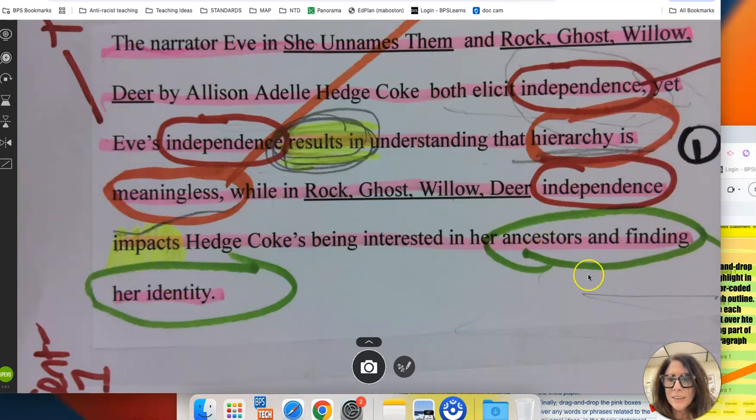We have a secondary or impact universal idea here for the other text, for Alison Adele Hedgecock, that her independence, right, impacts. There's that signal phrase again, literally says impacts her because she is interested in her ancestors and finding her identity. So her whole body paragraph is going to be about that, independence, finding identity, ancestors, whereas the Eve body paragraph is going to be about independence resulting in fighting systems of power because hierarchy is meaningless. All right, so that's what I mean by a really solid thesis with impact universal ideas.